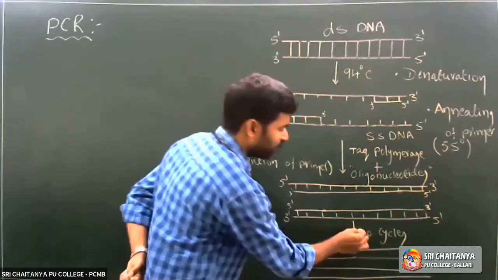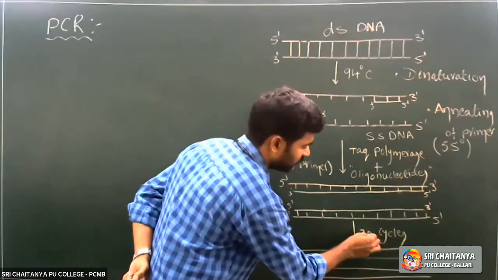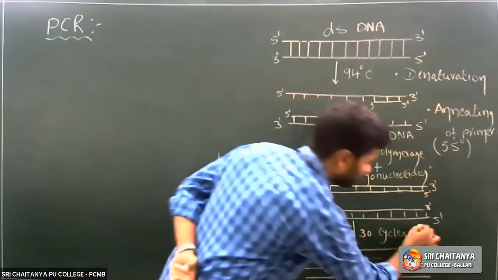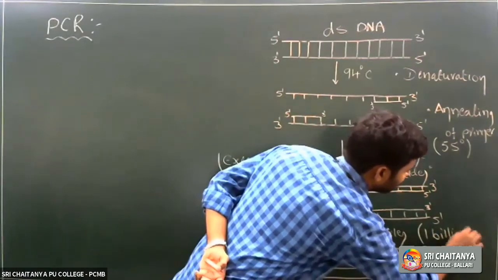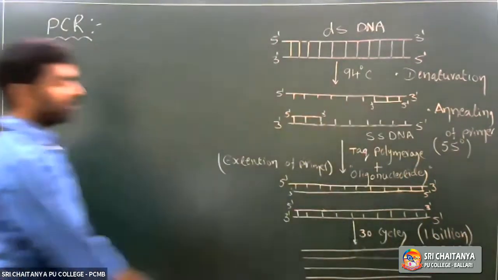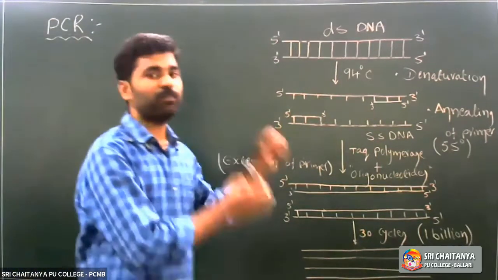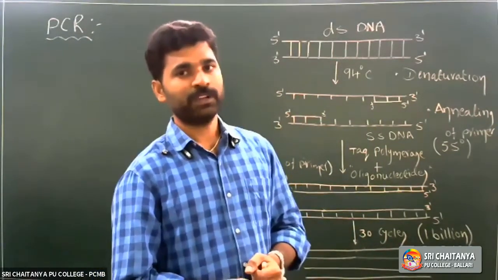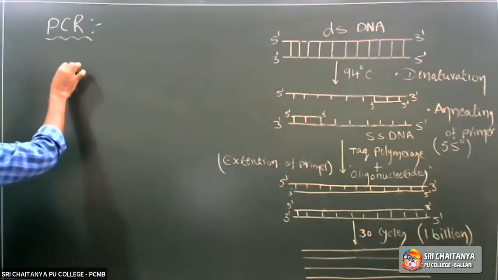So like that, when we continue 30 cycles, after completion of 30 cycles, how many copies of DNA molecules are formed? 1 billion. So 1 billion copies of DNA molecules are formed after completion of 30 cycles. In this way, the desirable DNA fragments are amplified or multiplied by using the PCR technique. Right? Done. So what is Taq polymerase enzyme?